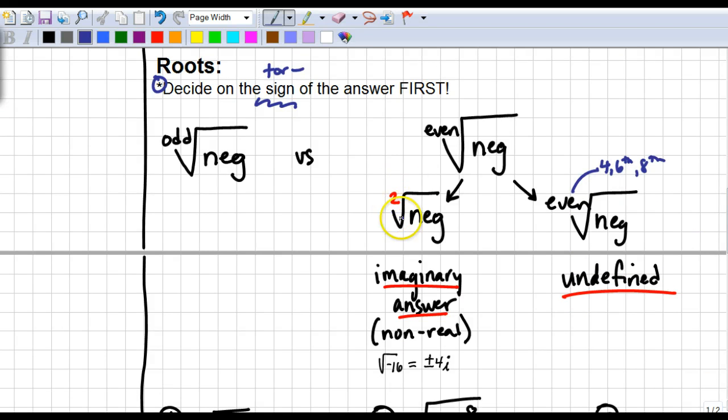Be careful when you do the square roots of negatives. Remember that you're going to get an imaginary answer, sometimes also referred to as a non-real answer. For example, square root of negative 16. Normally we would not be able to do that, but remember we switched that negative 16 into 16 and negative 1. Square root of 16 turns into plus minus 4. Square root of negative 1 is i, so we are able to get an answer there. It's just an imaginary or non-real answer.